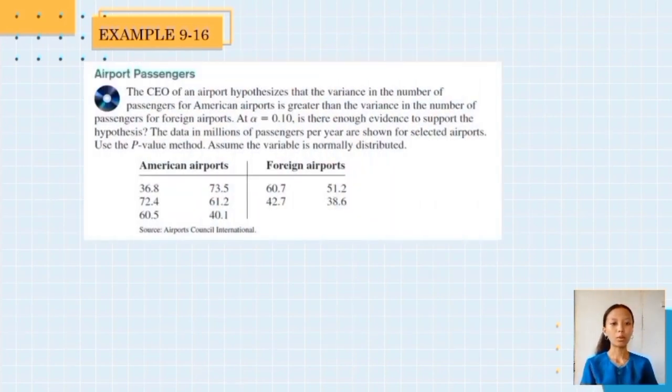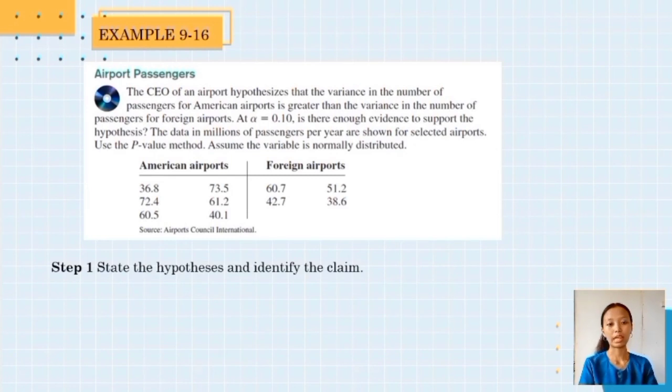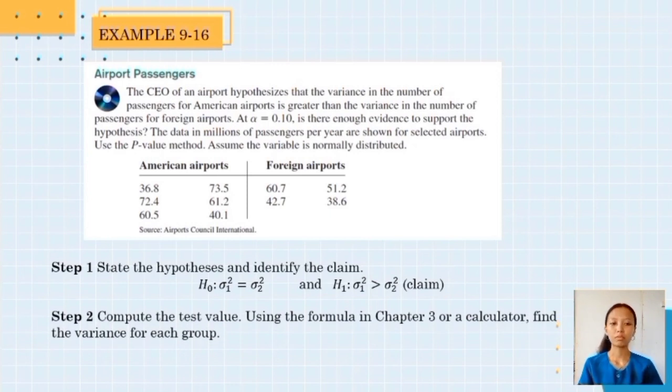Now let's have an example wherein we're going to use the p-value method. So here in the table, our first sample has a sample size of 6 and our second sample, foreign airports, has a sample size of 4. The variance is not given, so we are going to solve for the variance. But first, our first step is to state the hypothesis and identify the claim, which is sigma squared sub 1 is greater than sigma squared sub 2. And our null hypothesis is sigma squared sub 1 equals sigma squared sub 2.